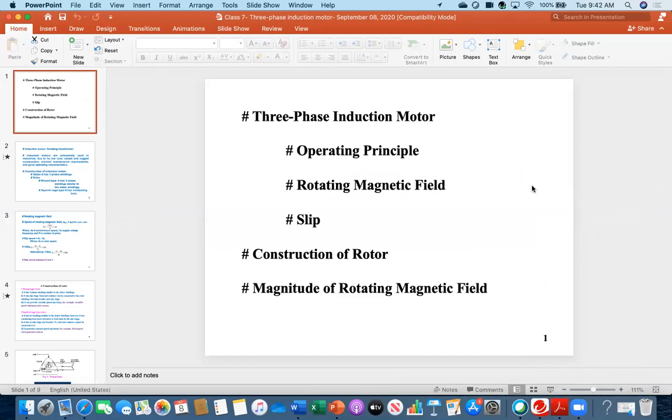Today we will start the new chapter, which is the three-phase induction motor. This is a very, very important motor. It is extensively used in industries. About 80% of the motors used in industries are induction motors, and they are the three-phase type. So today we will look at its operating principle and the concept called the rotating magnetic field. Another important concept is the slip. We will look at what the slip of the induction motor is, then the construction of the rotor, and then the magnitude of the rotating magnetic field, followed by some numerical examples.